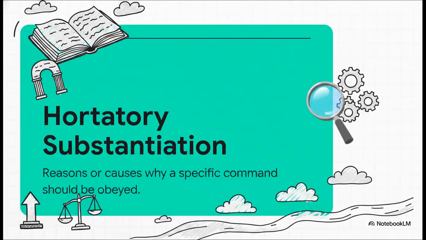The meat of that sandwich is what academics call hortatory substantiation. I love this term. It basically means the author doesn't just issue a command and expect blind obedience. Instead, they systematically prove exactly why you ought to do it. The text is quite literally saying, hey, here's what you should do, and here is the ironclad logical proof as to why it makes perfect sense.